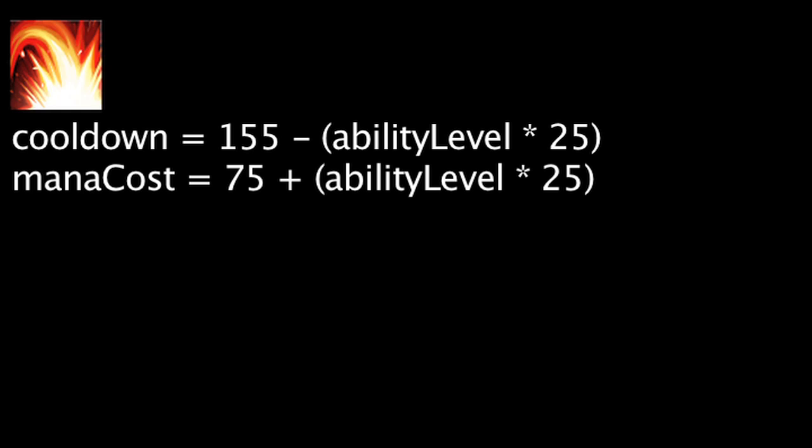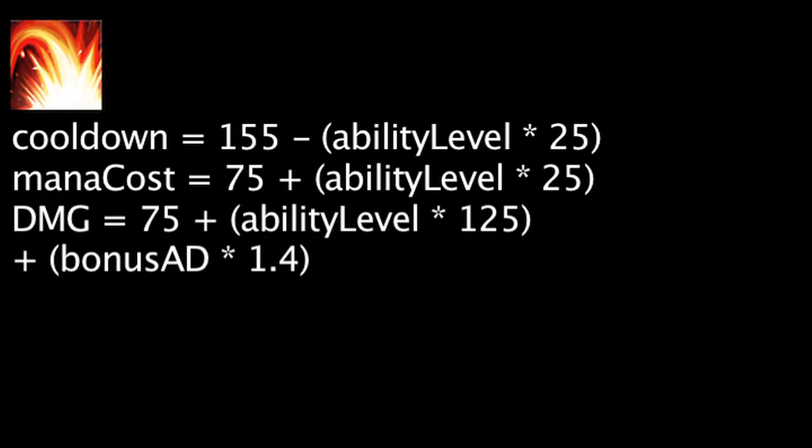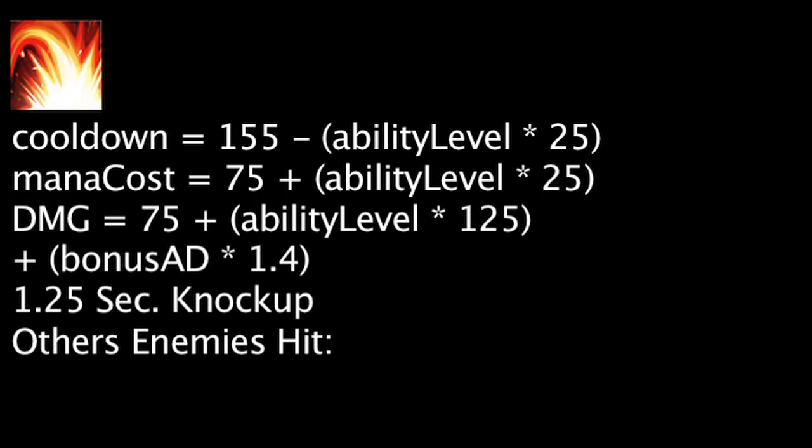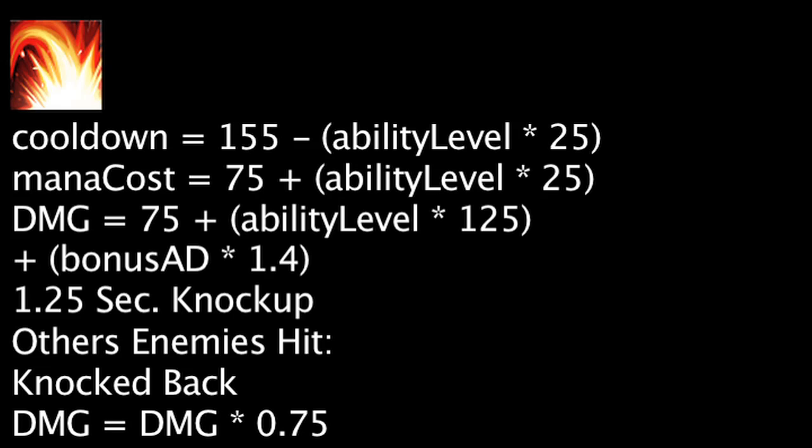The champion Vi hits will be dealt physical damage equal to 75 plus the ability's current level times 125, plus Vi's bonus attack damage times 1.4. They will also be knocked up for 1.25 seconds. Other enemies hit by the dash will be knocked back and dealt the same damage times 0.75.